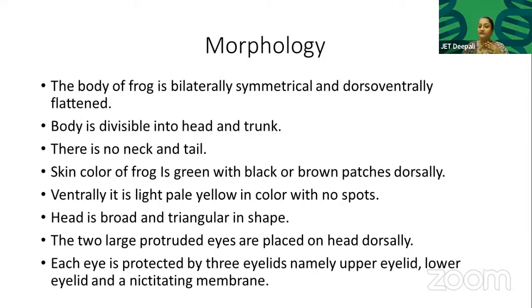The skin color of the frog is green with black or brown patches dorsally. Ventrally, it is pale yellow in color with no spots. Ventral means the lower position. It is yellow in color. The dorsal part has green, black or brown patches on the green color.